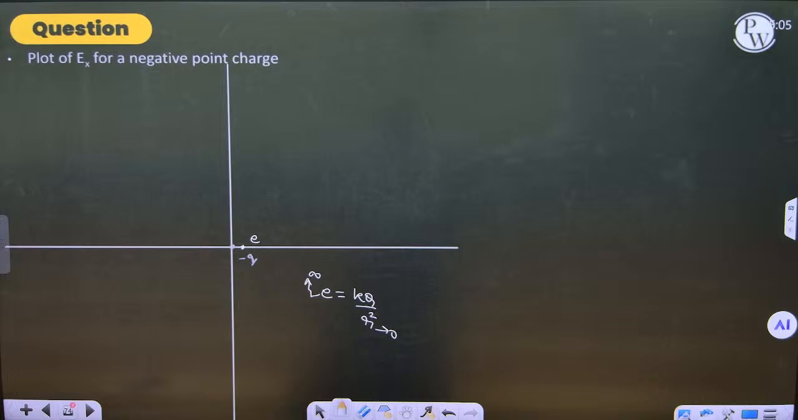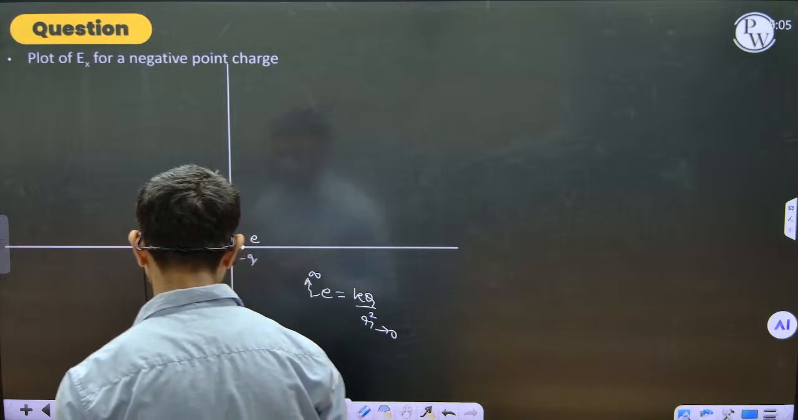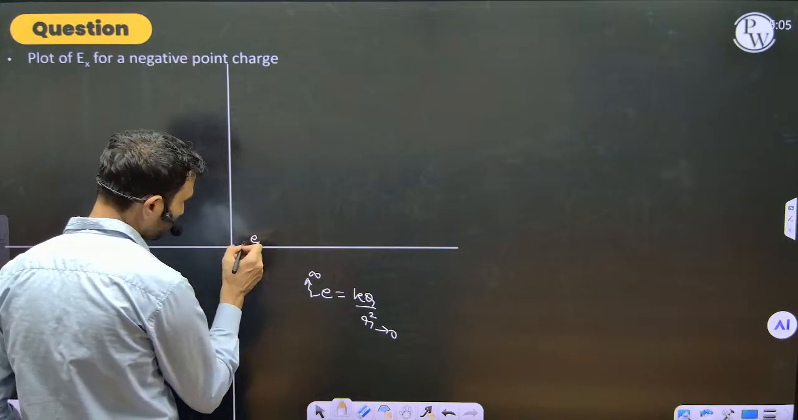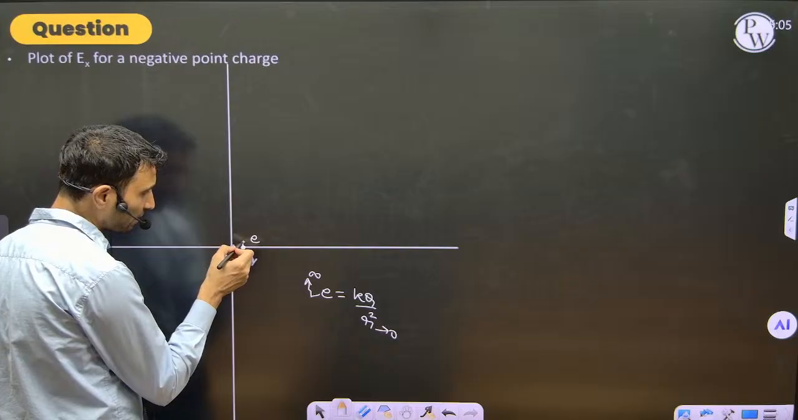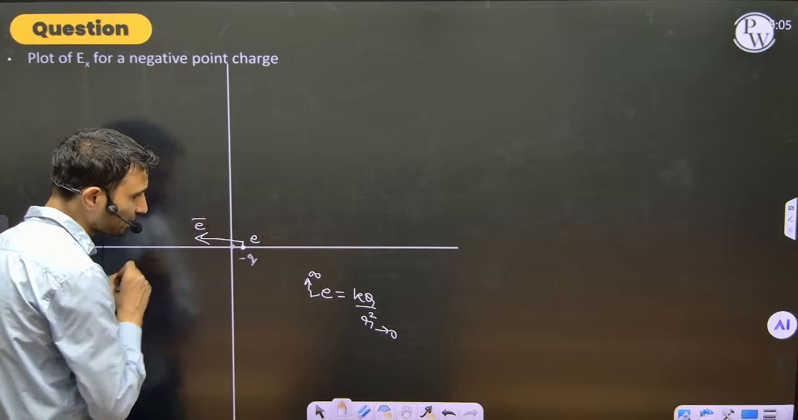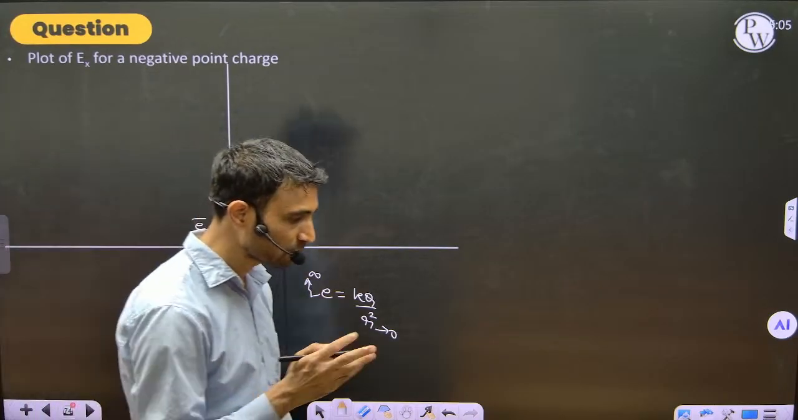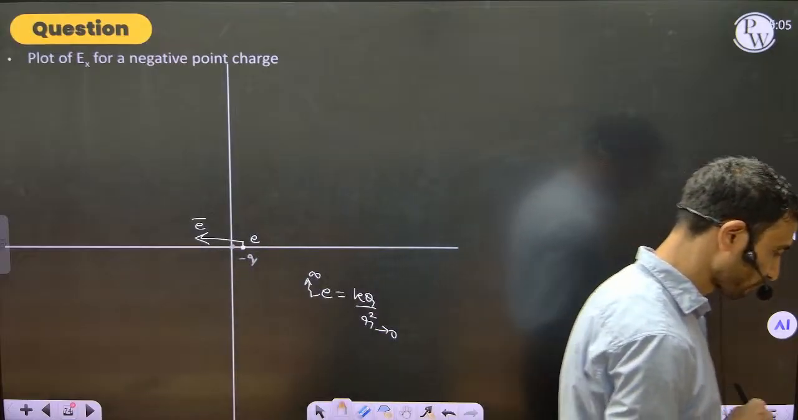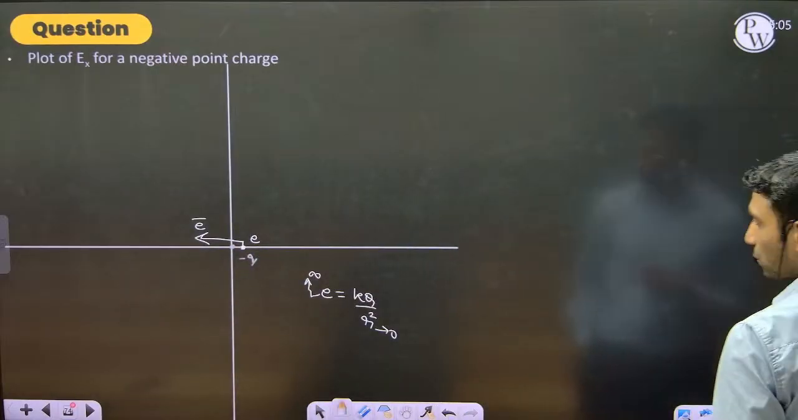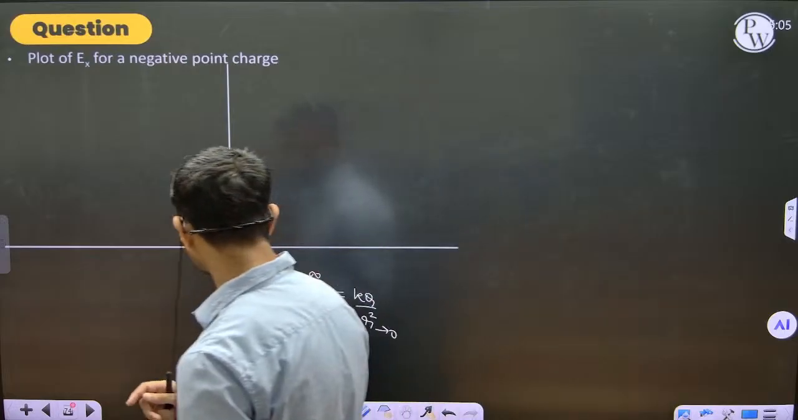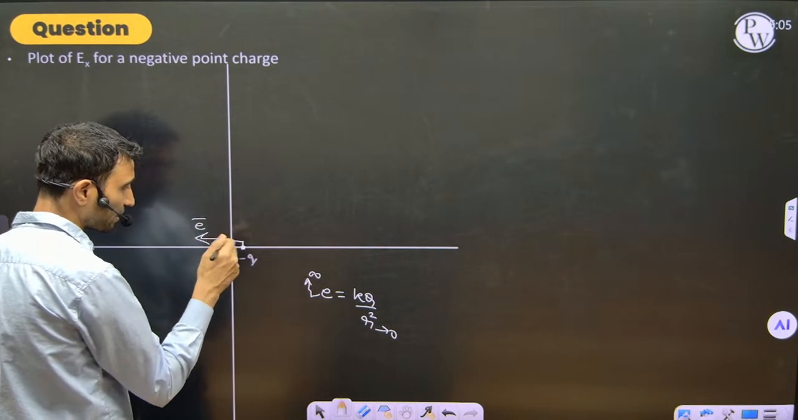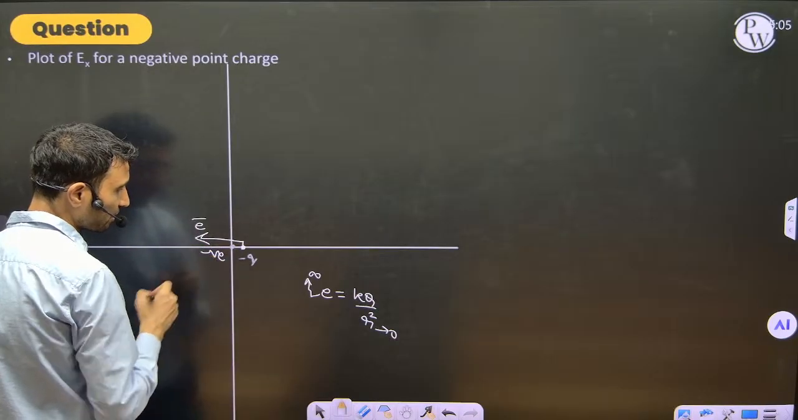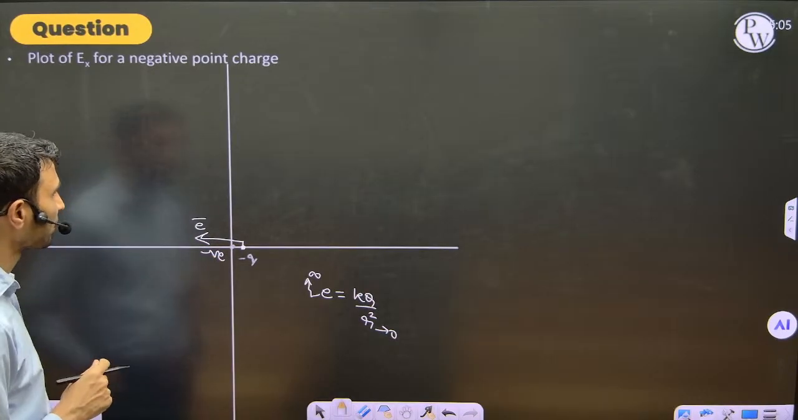So I want to find out how the electric field will look like and in which direction. It's a negative charge, right? So because of negative charge, the electric field is towards it. So electric field will be in this direction, towards the negative charge. So the component will be positive or negative? It's a left direction, means it will be negative, right? Component is negative.